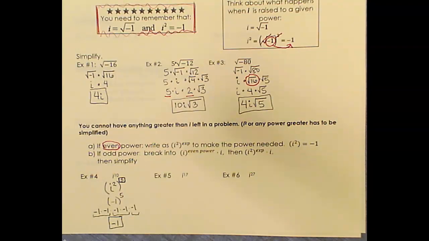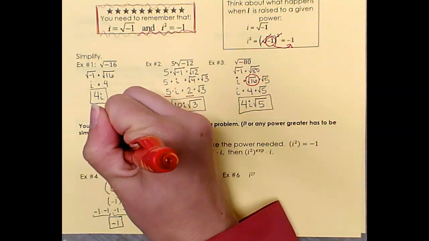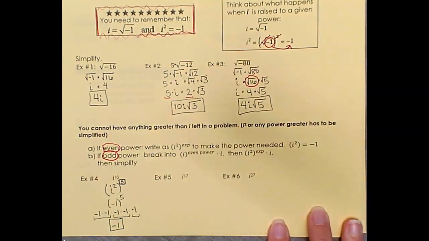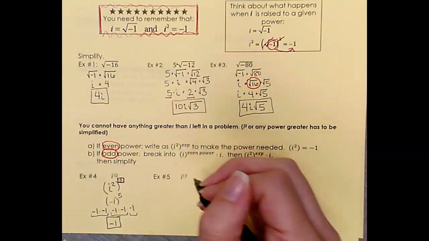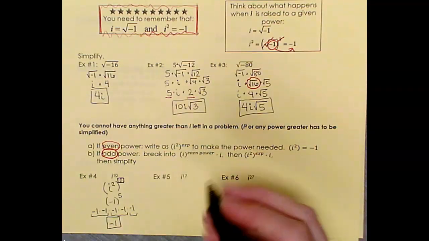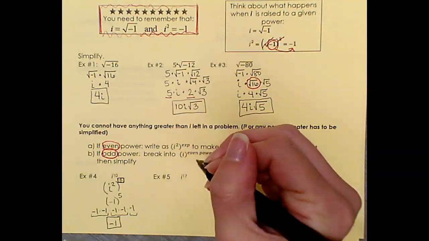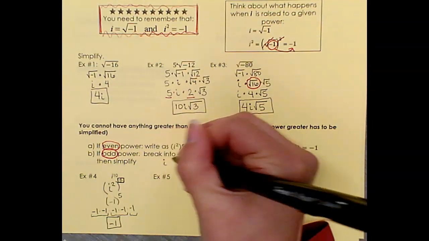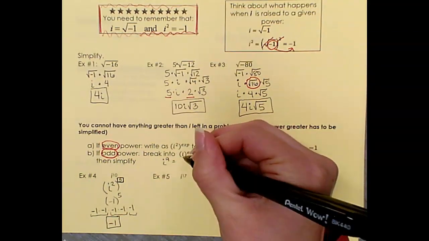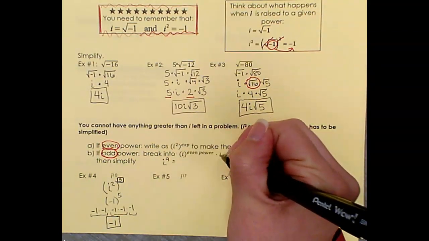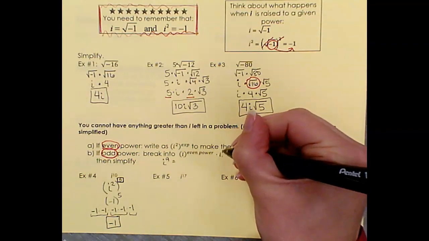So that's what happens if you have an even power. If you have an odd power of i, you want to break it into i raised to an even power times i. And here's the reason why. Let's say the original problem is i to the power of 9. You want to write it as i to an even power times i, this is times i to the power of 1.